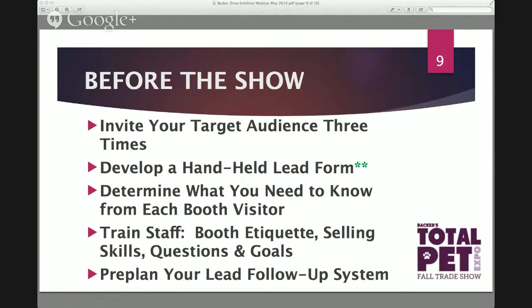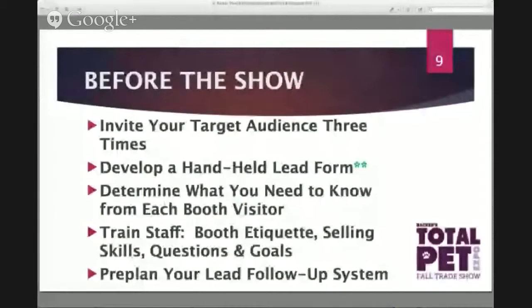So my suggestion is that you invite your audience that you really want to meet 3 times prior to the show. And as Colette mentioned, the postcards are a great way to reach that target audience. But in addition to the postcard, you may want to send an email, a handwritten invitation, perhaps a press release, or a personal phone call or a visit. So invite people to your booth 3 times. My recommendation is that you do so 8 weeks, 4 weeks, and 1 to 2 weeks prior to the show.